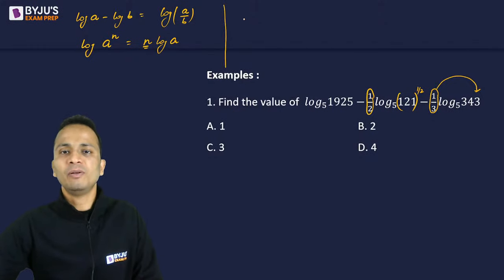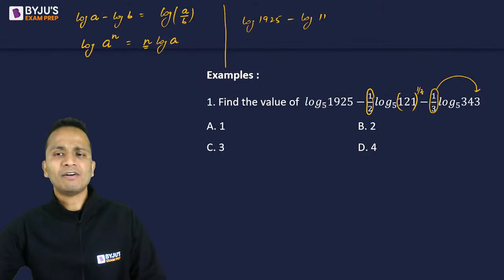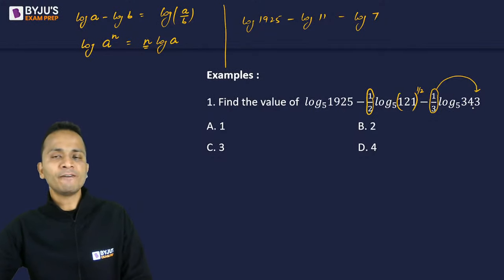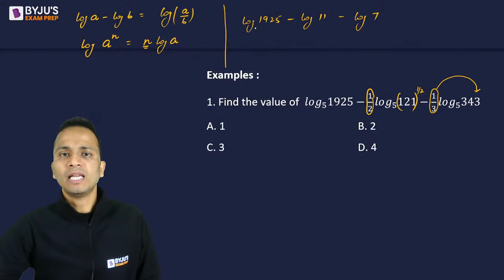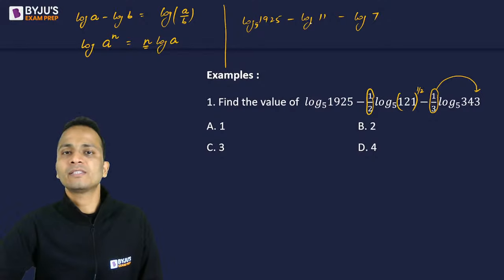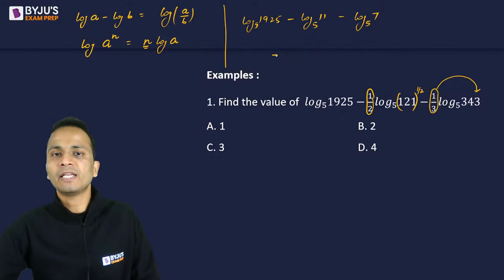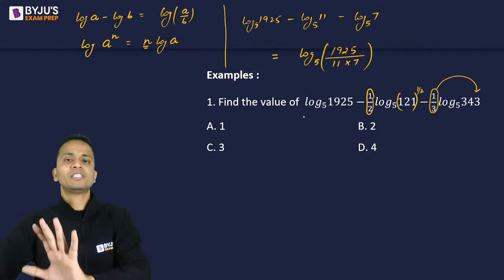So the first step will be log of 1925 minus log of 11, since 121 raised to the power half becomes 11, minus log of 7. All right, 343 cube root will become 7. What is 7 cube? It is 343. Now at every place the base is 5. So everywhere the base is 5, and this expression can further be written as log of 1925 divided by 11 multiplied by 7, and the base will remain as 5. Okay, this is the expression.